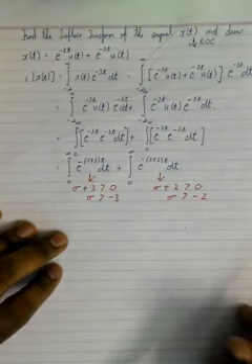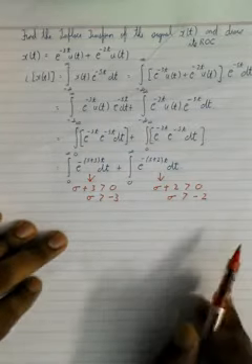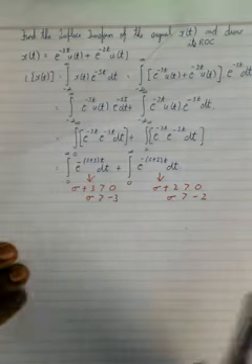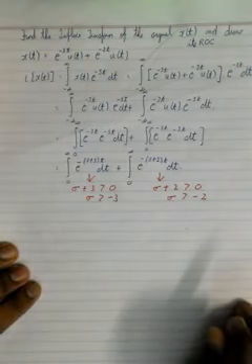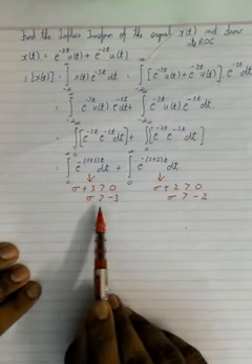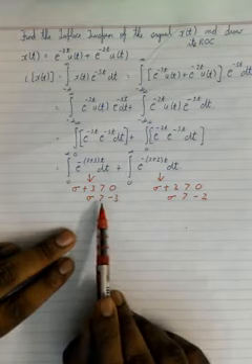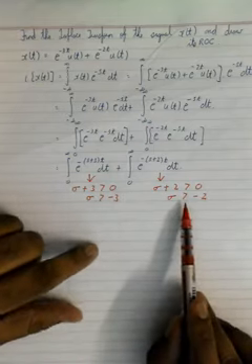So what is my overall ROC? That means, what is the ROC of the given question? That is what you should understand. If you look at the values of sigma, here sigma is greater than minus 3, this is the ROC of the first term, and here sigma is greater than minus 2.